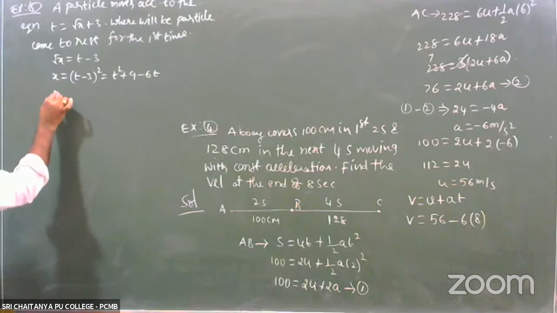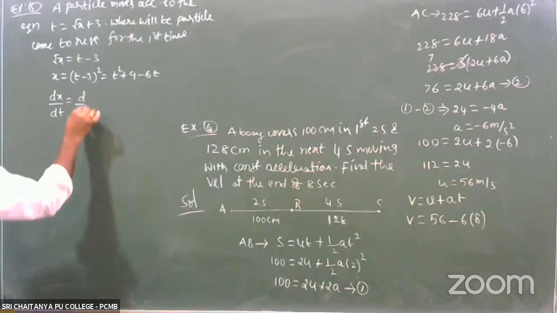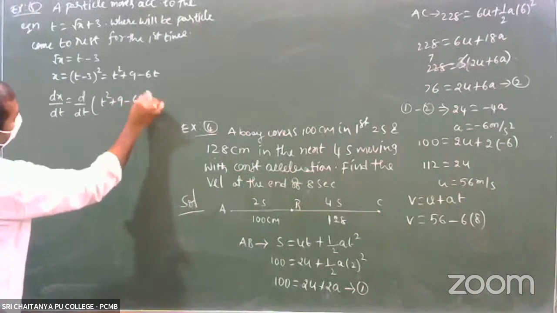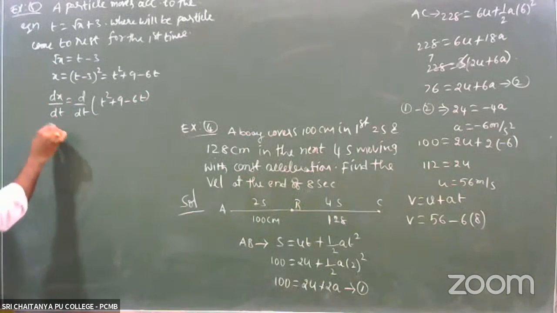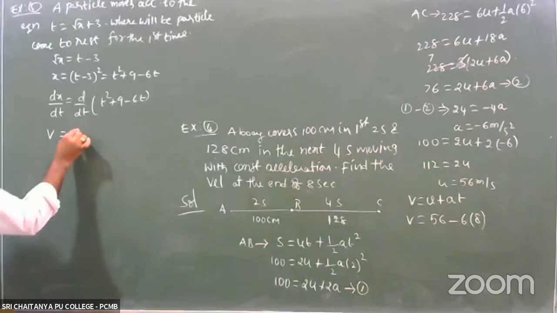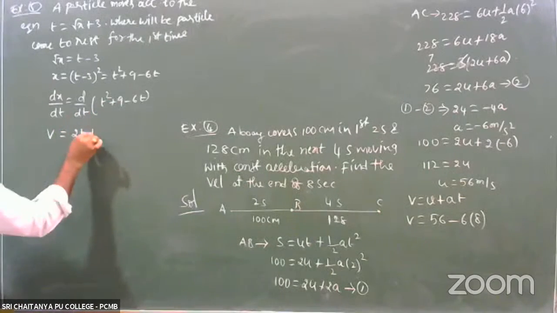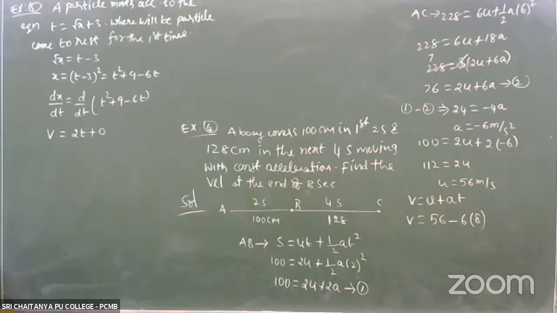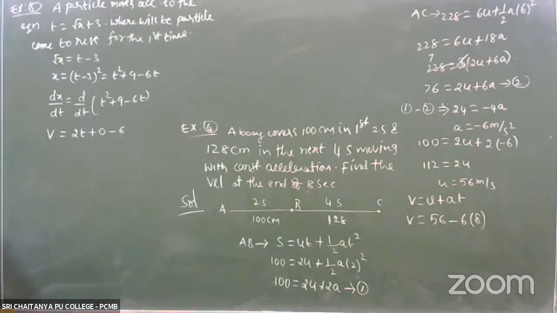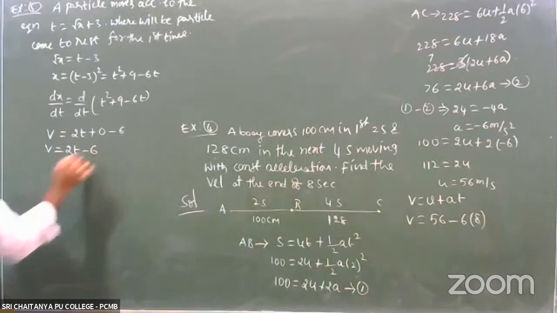Differentiating on both sides, dx by dt is equal to d by dt of t square plus 9 minus 6t. Dx by dt is what? Velocity. Is equal to d by dt of t square, what you will get? 2t. D by dt of 9 is 0 because 9 is a constant. D by dt of minus 6t, what you will get? Minus 6. V is equal to 2t minus 6.